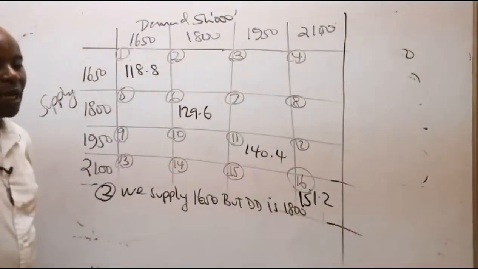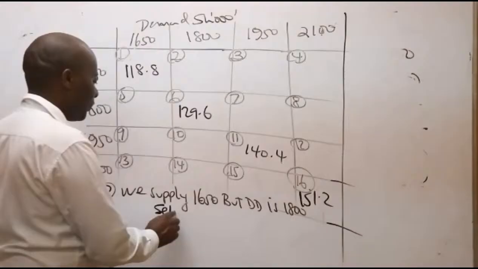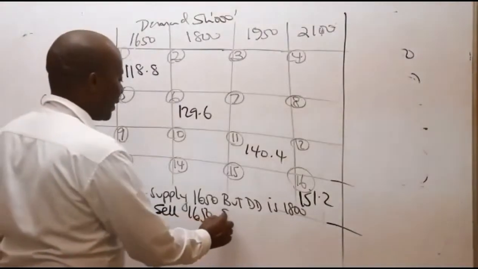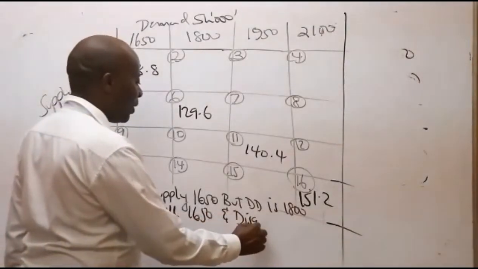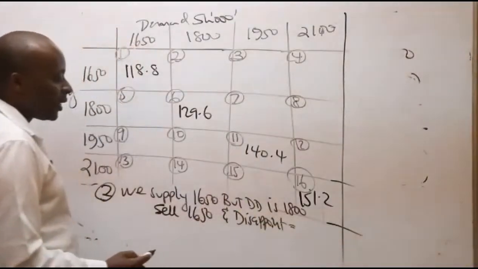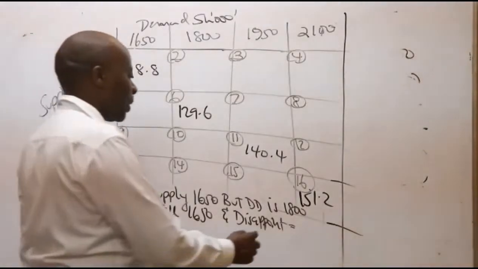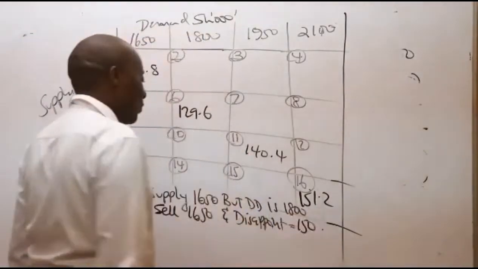We sell what we have. I like what Lokai is telling us. We sell what we have. So we shall sell 1650 and disappoint how many? What is the difference? 1800 and 1650. Disappoint 150. Thank you very much.